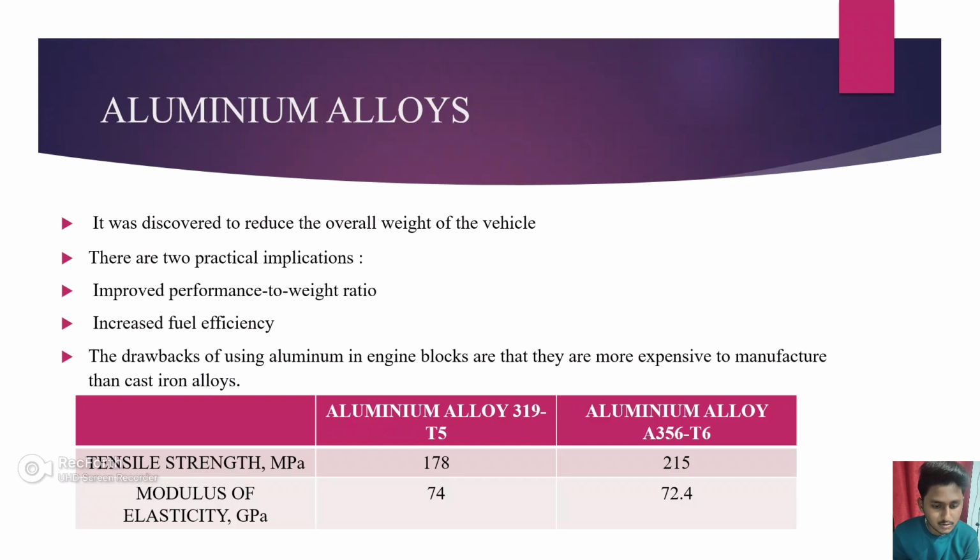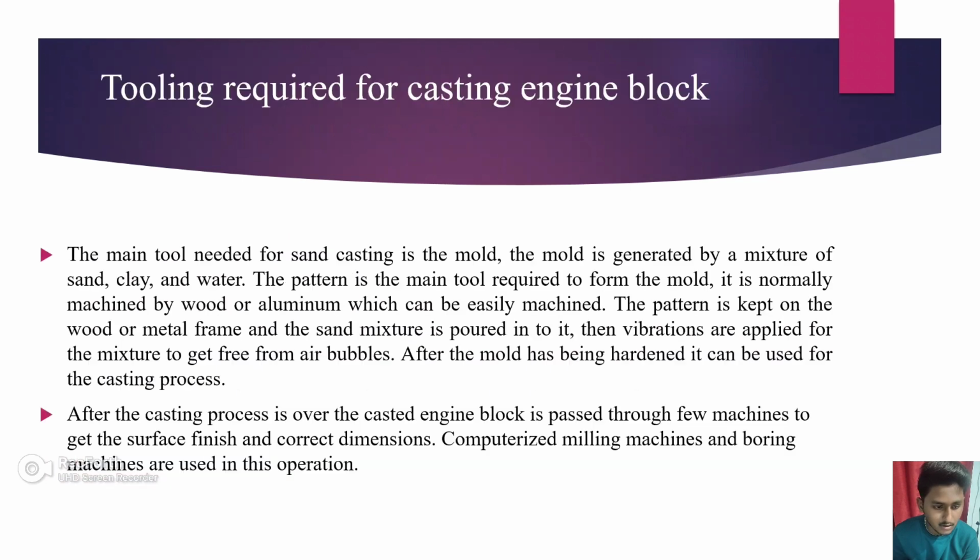Aluminum alloys. Aluminum alloys were adopted to reduce the overall weight of the vehicle. There are two practical implications: increased fuel efficiency and improved performance-to-weight ratio. The drawback of using aluminum in engine blocks is that it is more expensive to manufacture than cast iron alloys. This is a comparison between two aluminum alloys. The tensile strength of the first aluminum alloy is 178 and the second one is 215, and the modulus of elasticity is 74 and the second one is 72.4.